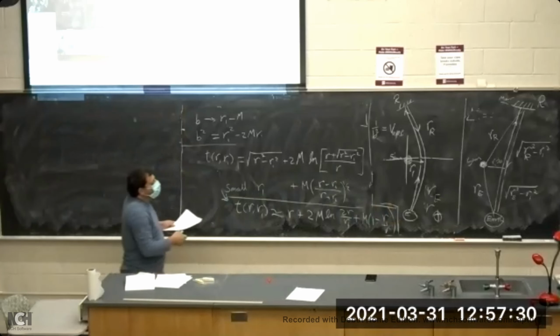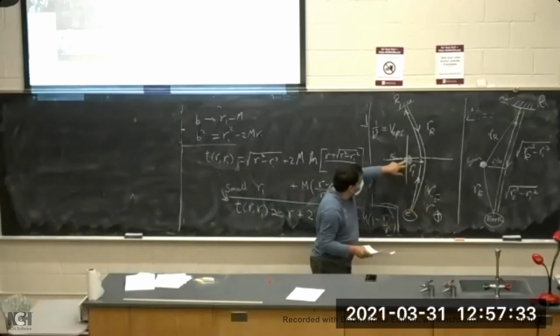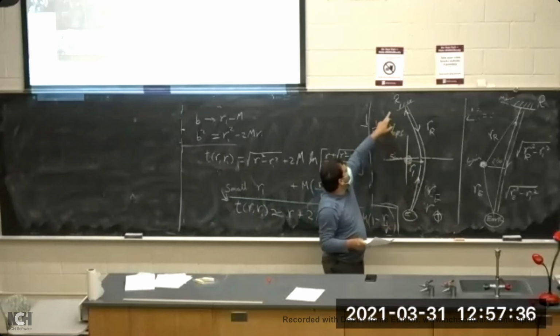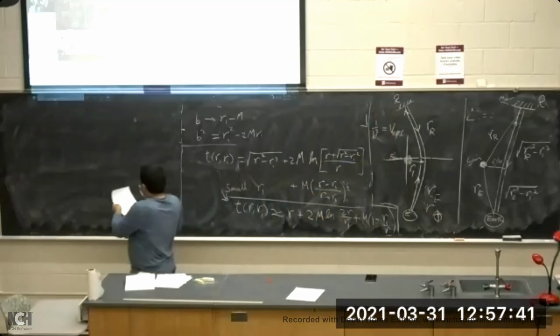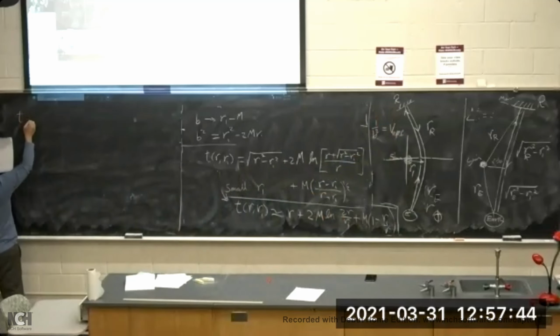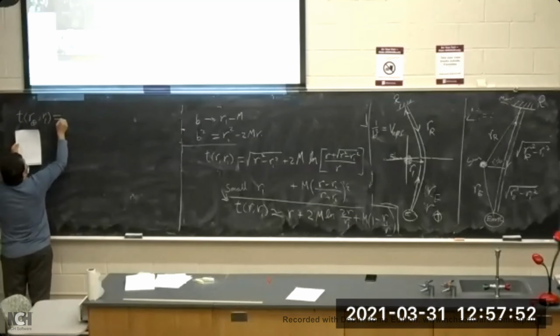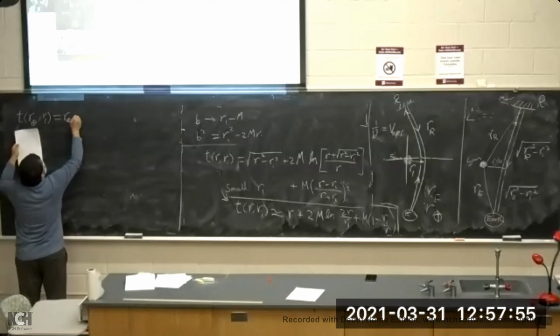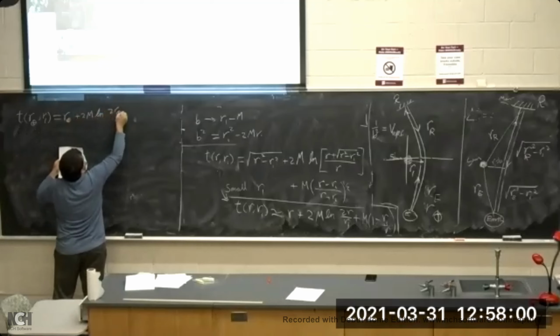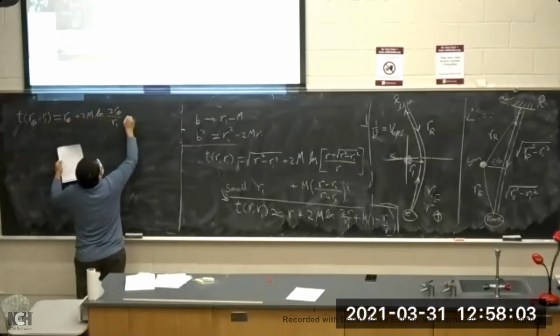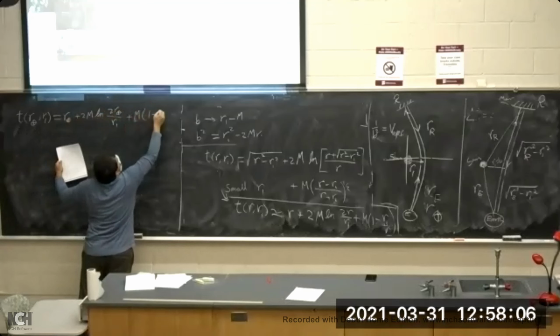We have two limits now. We have R, the distance of the Earth from the Sun, and we have the distance of the reflector from the Sun. So we can find T for R between R Earth and the smallest R1, which is equal to R Earth plus 2M ln of 2R Earth over R1, plus M times (1 minus R1 over R) for the Earth.